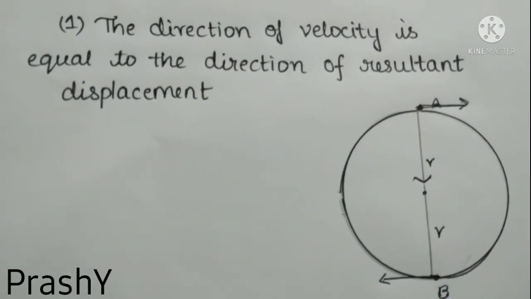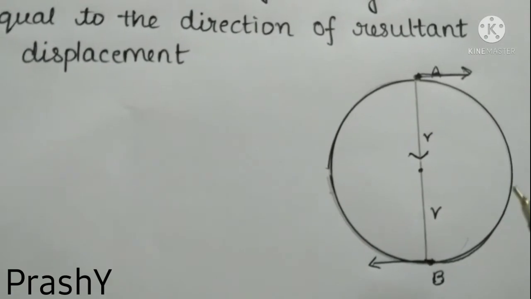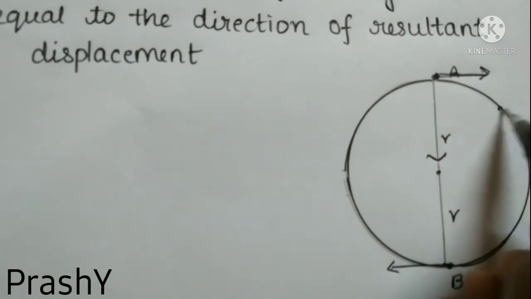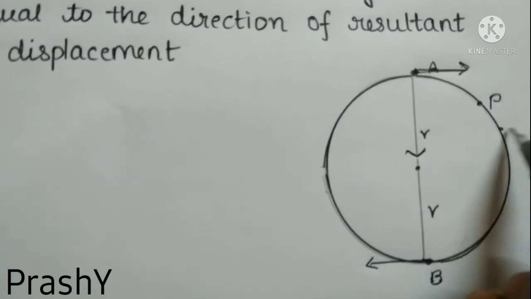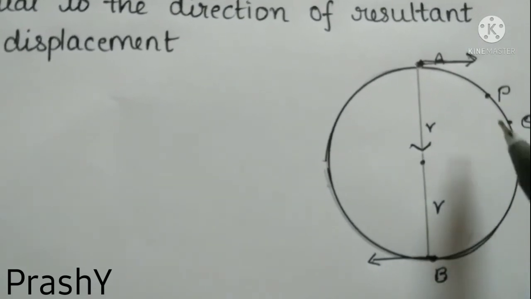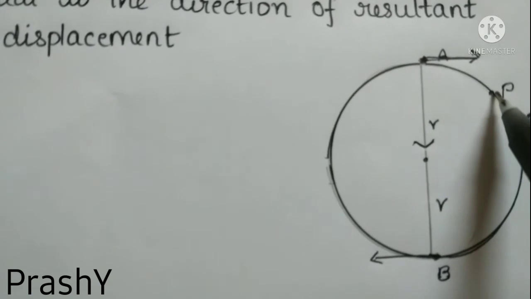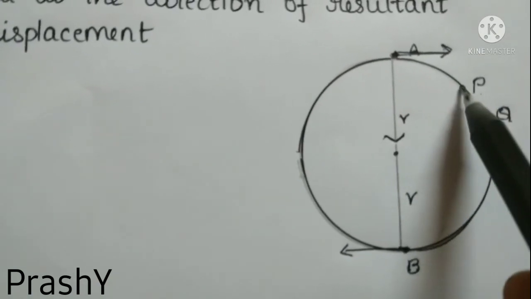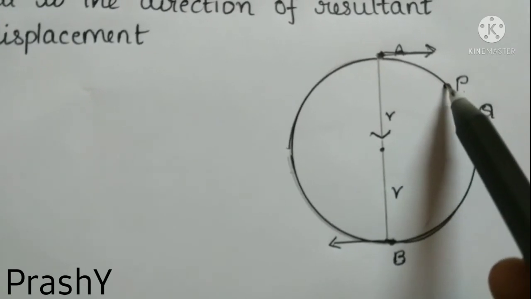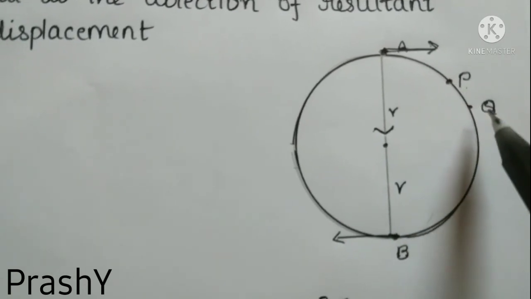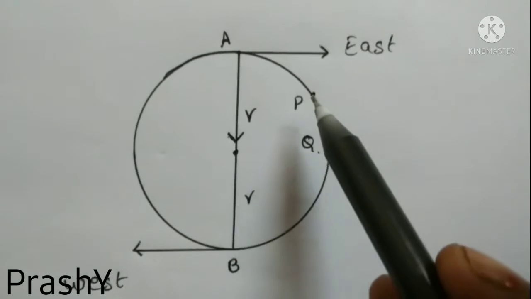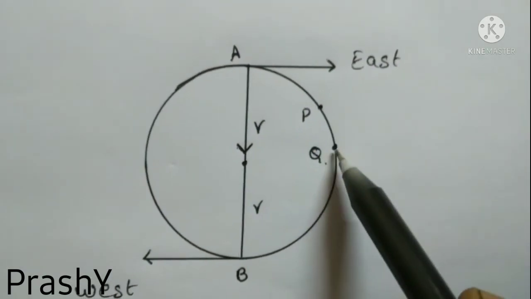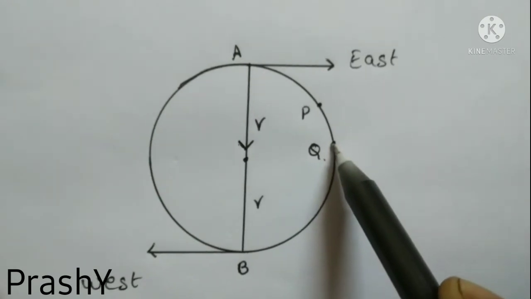Now if I take another two points here, point P and point Q, I want to find the direction of velocity at points P and Q. What will be the direction of the train at these two points? What will be the direction of the train at point P, and what will be the direction of the train at point Q?